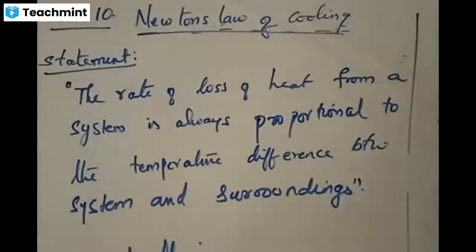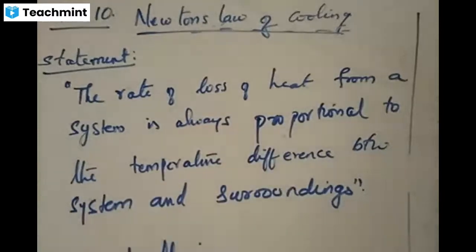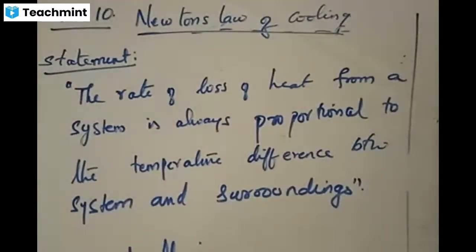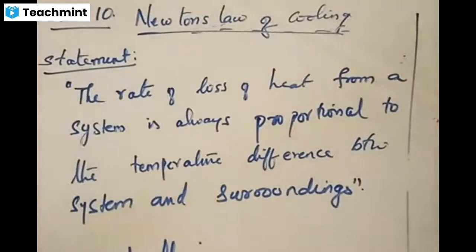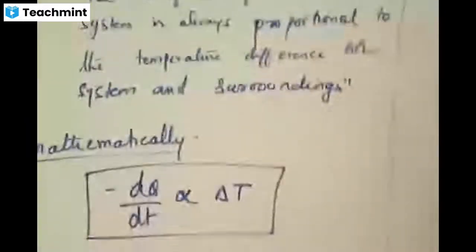The rate at which heat is lost from a body, loss of heat from a system, is always proportional to the temperature difference between the system and surroundings. As simple as that. This is the statement of this cooling. The rate of loss of heat from a body is always proportional to the temperature difference between the system and the surroundings. That is what you can put mathematically like this.